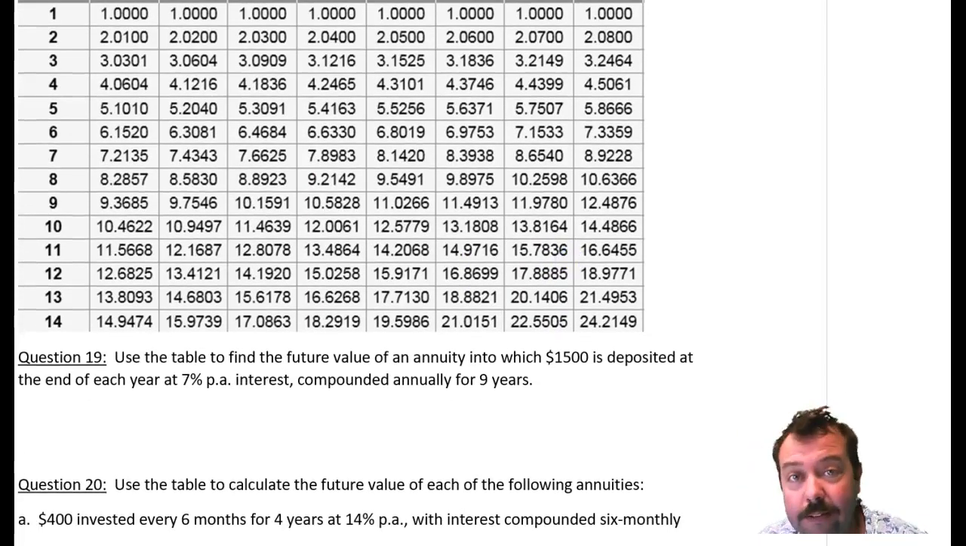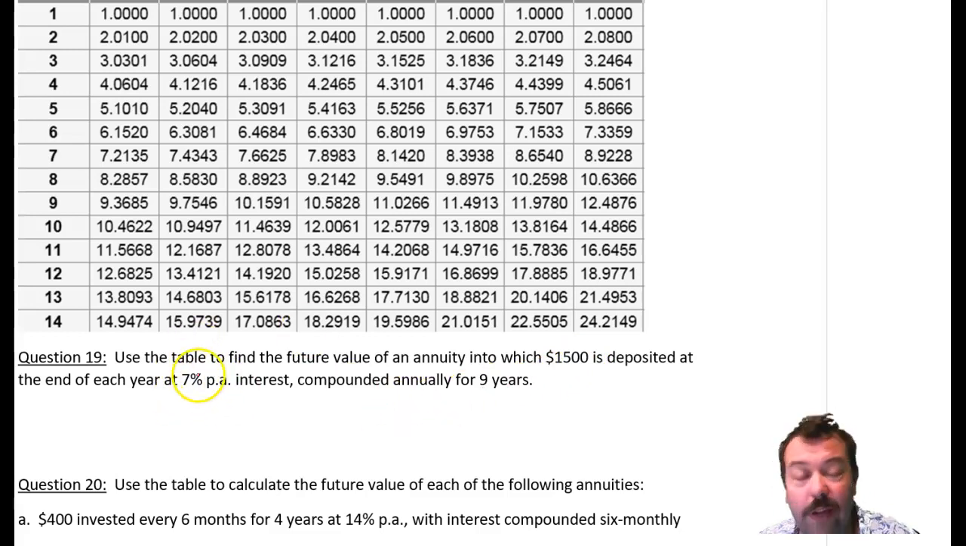Now, back to this table and to the example in question 19. We're going to use the table to find the future value of an annuity into which $1,500 is deposited at the end of each year, 7% per annum. Now, my contribution is $1,500. This table describes what happens if I'm putting $1 in. So I'm going to find a matching value here in the table and multiply it by 1,500, because we're putting 1,500 in each year, not $1.